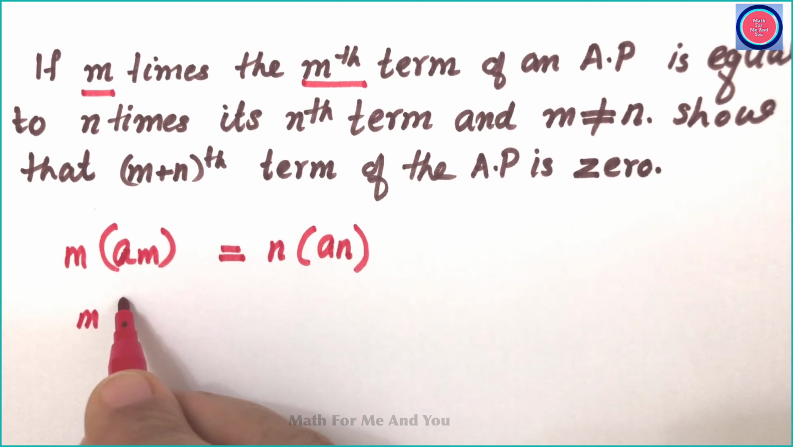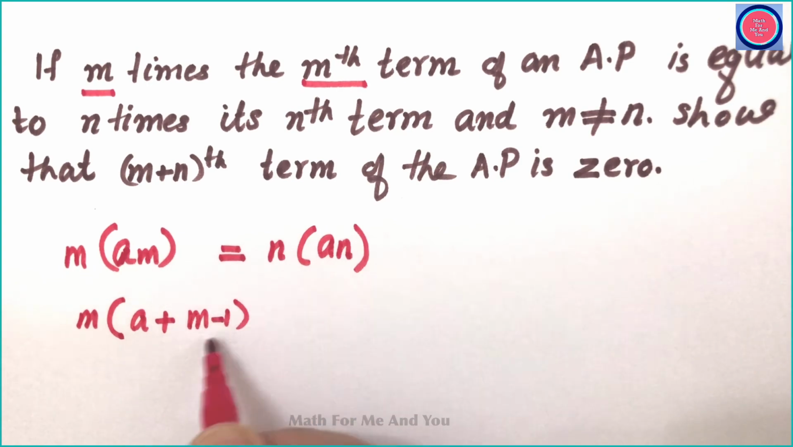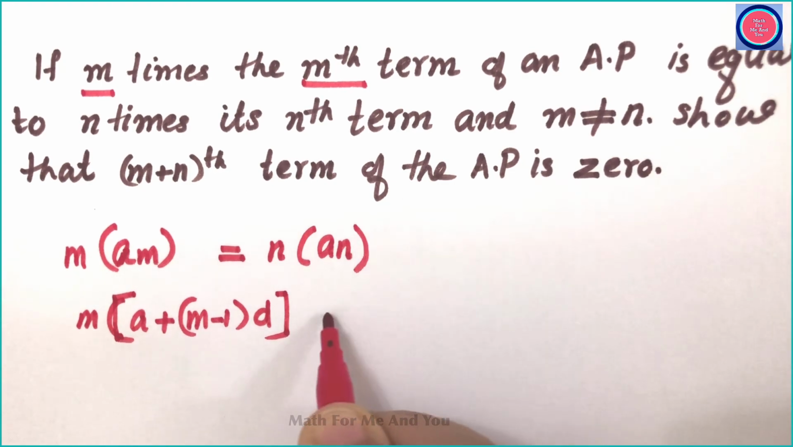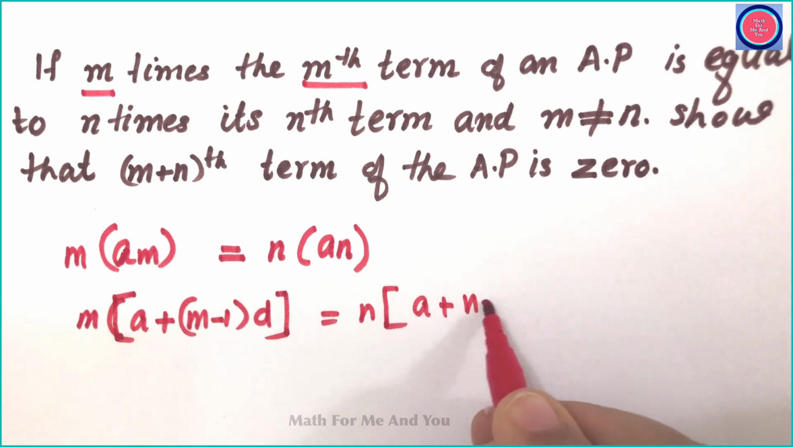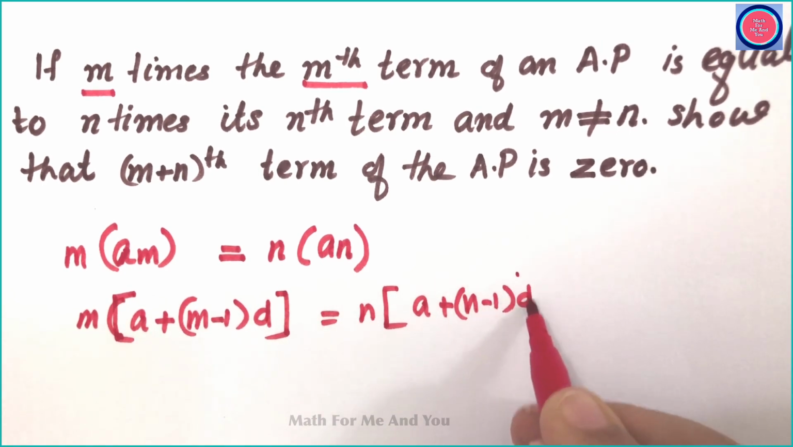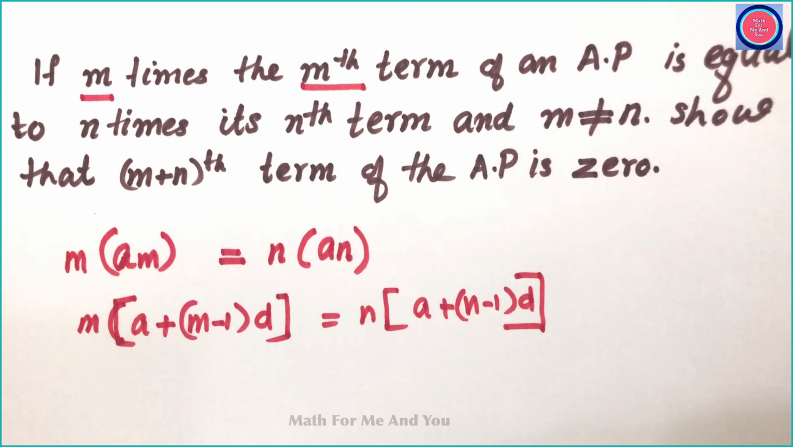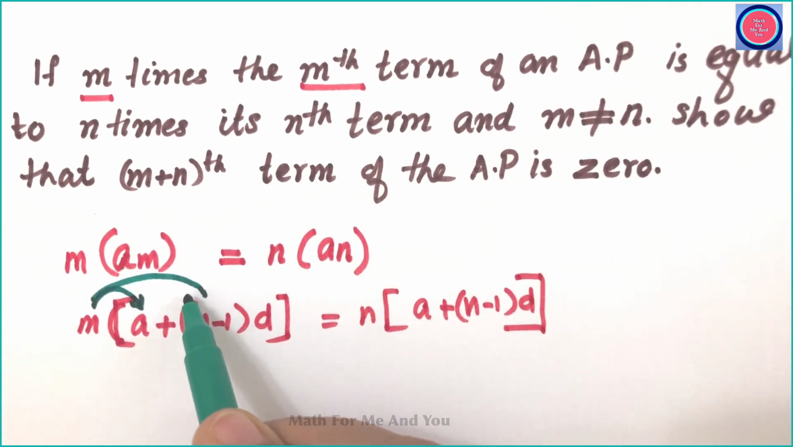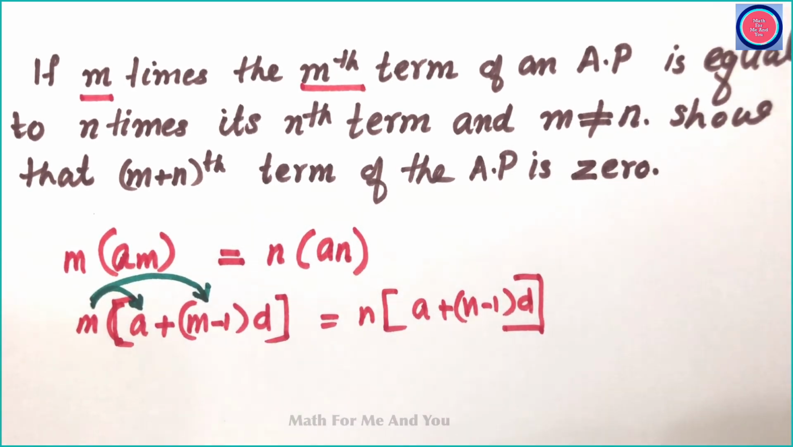Now we can put the value for am. M times (a plus (m minus 1) into d). Mth term is a plus (m minus 1) into d. This is equal to n times (a plus (n minus 1) into d), because nth term is a plus (n minus 1) into d. Left side and right side, outside the bracket there is m and n respectively. So left side we can remove the bracket. How? Multiply with m. All the terms inside the bracket we could multiply with m. Okay, let's start. M times a.